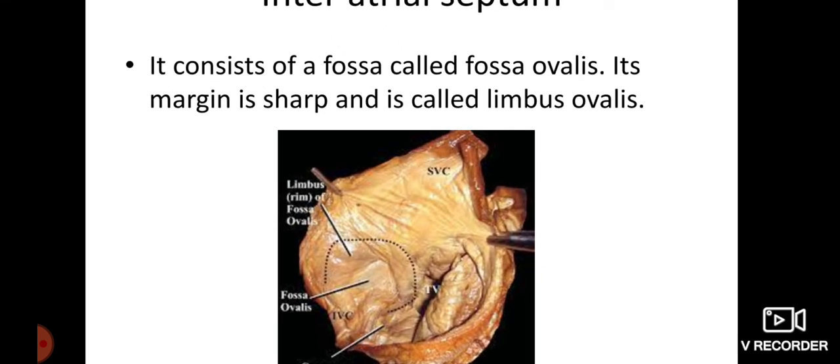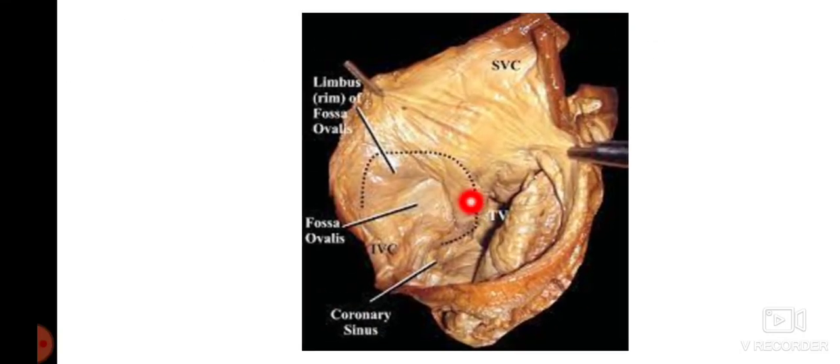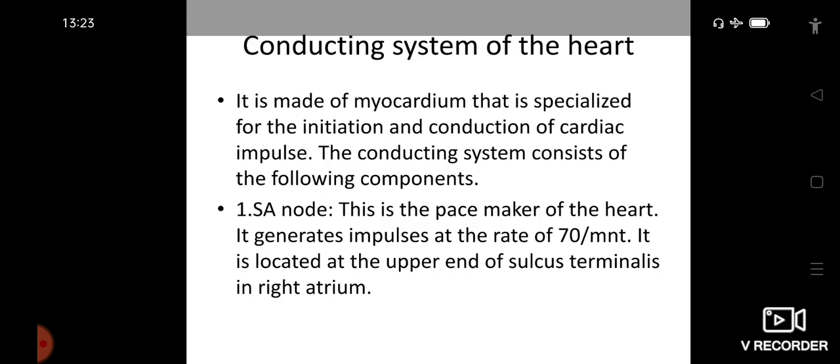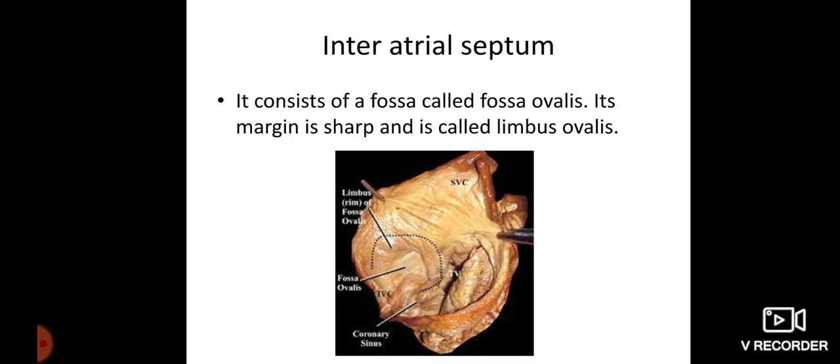Now this is the interatrial septum. This is the adult interatrial septum. This interatrial septum consists of a saucer-shaped fossa called the fossa ovalis, and its margin, which is very sharp, called the limbus ovalis. The limbus ovalis represents the fetal foramen ovale. So this is about the interatrial septum.